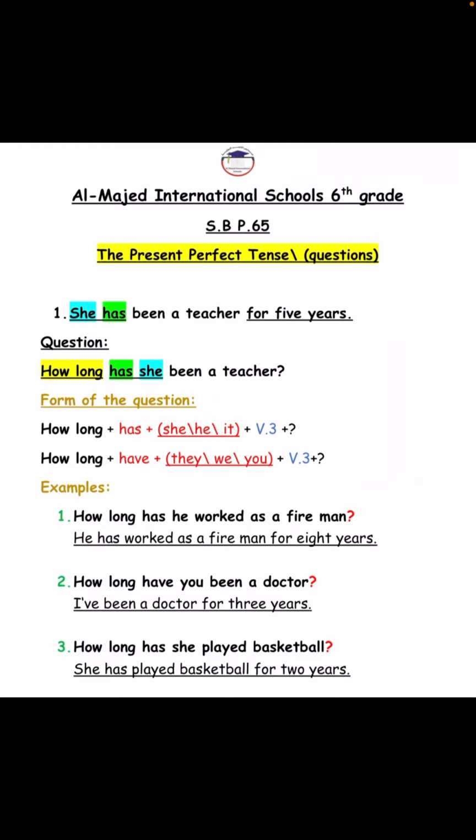Number 1. She has been a teacher for 5 years. Here we use for to talk about the duration that she has been a teacher. استخدمت for بالجملة حتى أتكلم عن المدة اللي هي كانت فيها معلمة. She has been a teacher for 5 years.